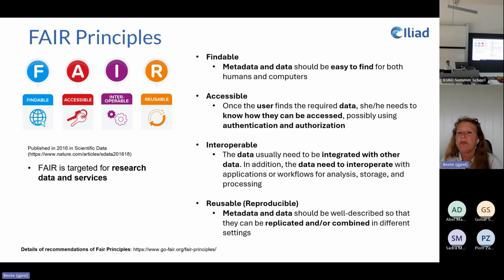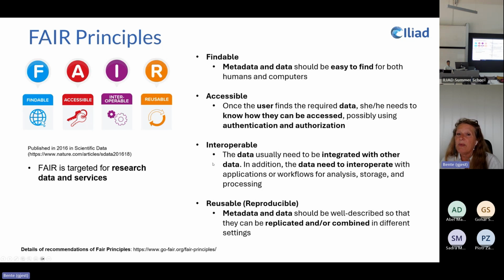The FAIR principles are covering a wider field, but you will see that they complement each other quite nicely. So FAIR again mentions metadata and data that should be easy to find for both humans and computers. It should obviously be accessible. Once the users find the required data, he or she needs to know how they can be accessed, possibly using authentication and authorization.